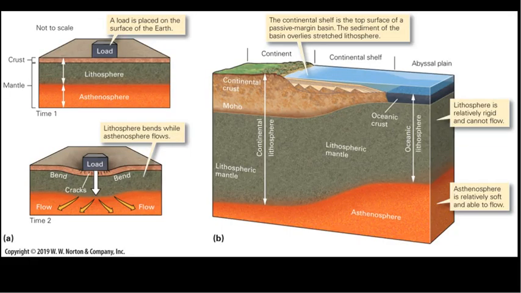Because the asthenosphere is soft and semi-solid, the overlying solid lithosphere can slide over it. This allows the plate and the continents that are a part of the plate to move, resulting in plate tectonics.